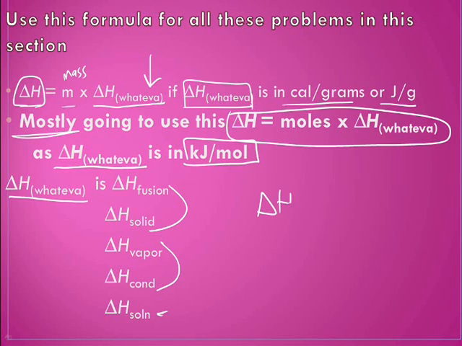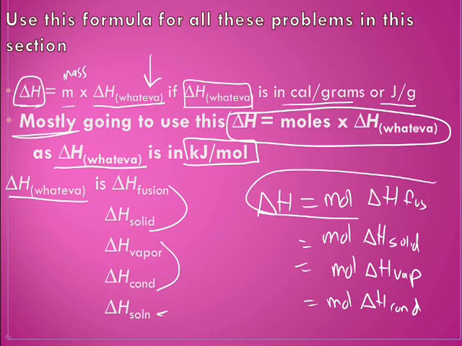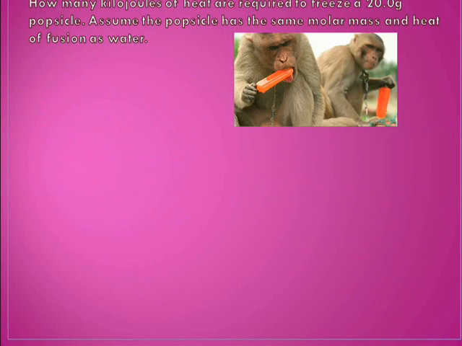So delta H will equal the moles times delta H fusion, or moles times delta H solidification, or moles times delta H vaporization, or moles times delta H condensation. All depends on what we are using. So we can solve really for any of these three. We'll be given two of them, and we'll solve for the third. Let's try an example here.